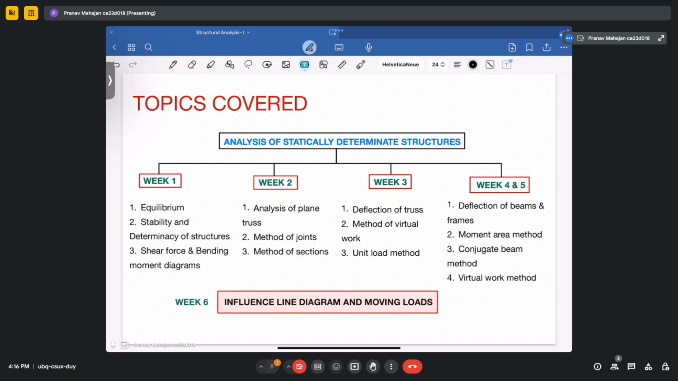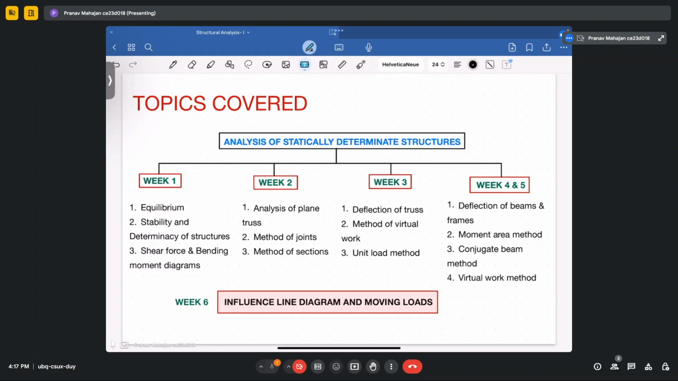So, completing the concept of statically determinate structure, we have moved to the portion wherein we are required to calculate the reaction due to the moving loads. Example, when a train is moving over a bridge, how much reaction or shear is developed at a particular section, that is required to be calculated in order to determine the stresses that are there due to the moving loads.